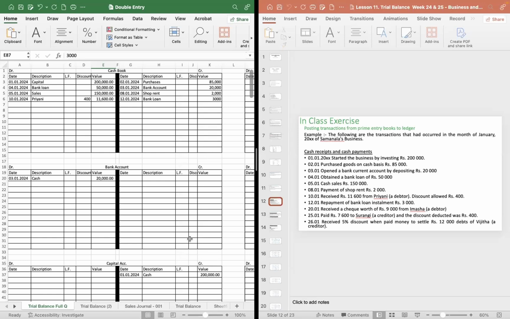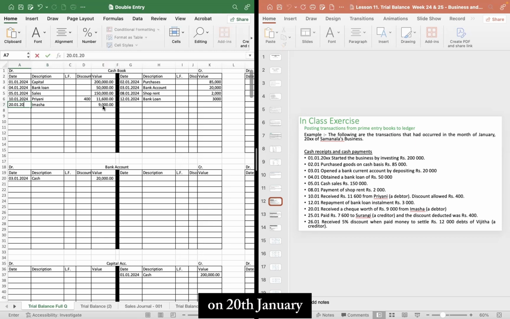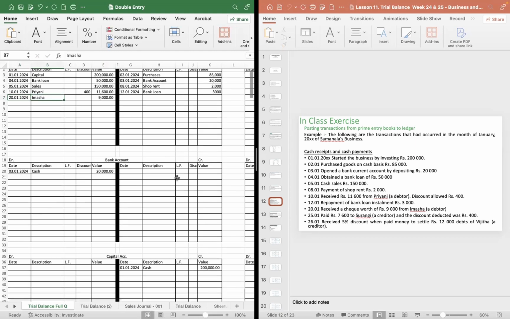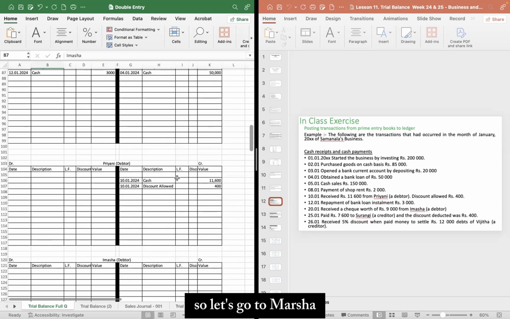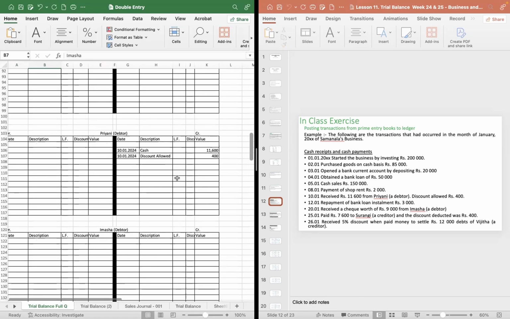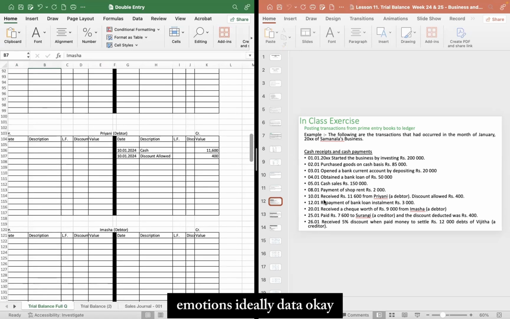Okay. So received a check worth 9,000 from Imasha, a debtor, on 20th Jan 2024. So let's go to Imasha. Imasha is ideally a debtor.